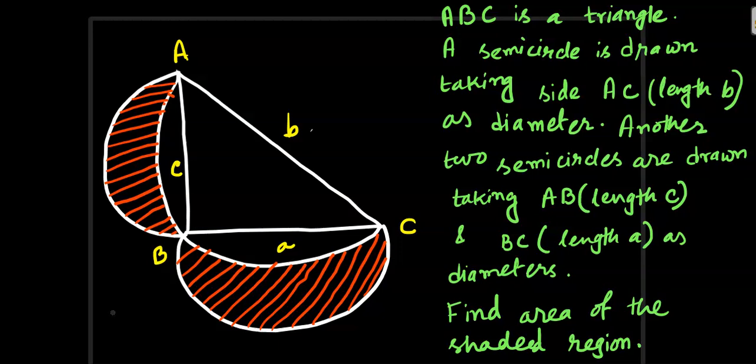In this video, we will solve this problem from mensuration 2D. Here ABC is a triangle. A semicircle is drawn by taking the side AC, that is this side, as a diameter. And another two semicircles are drawn taking these two sides as diameter. Now we have to find the area of the shaded region.